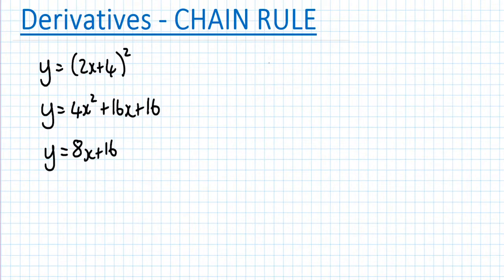But what if it wasn't to the power of 2? What if it was to the power of, let's say, 16? Having to expand this bracket out 16 times is quite time consuming. So what we can use is the chain rule to help make this process a little bit easier. I'm going to explain how to use the chain rule through this example.